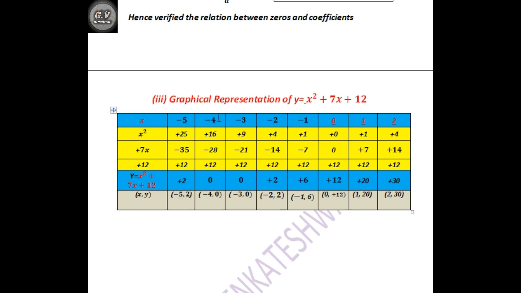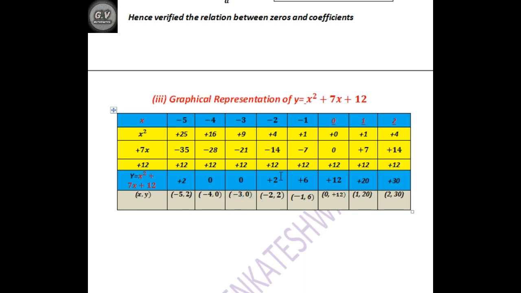At x equal to minus 4, 16 plus 12 is 28, 28 minus 28 is 0. At x equal to minus 4, the value of y is 0. Minus 4 comma 0 is another ordered pair. At x equal to minus 3, 12 plus 9 is 21, 21 minus 21 is 0. At x equal to minus 3, the point is minus 3 comma 0.